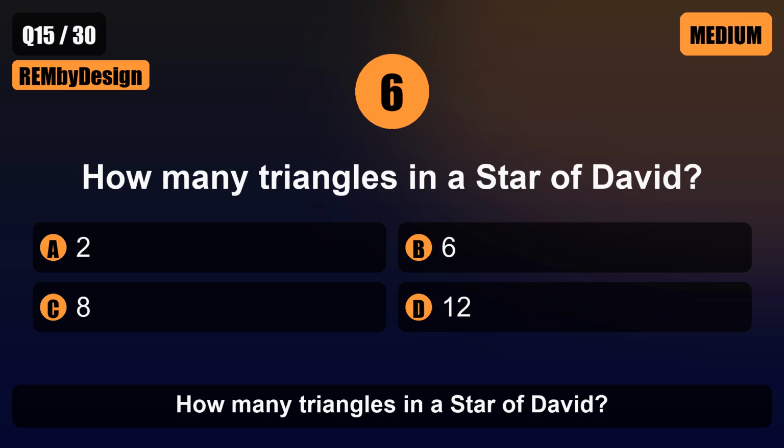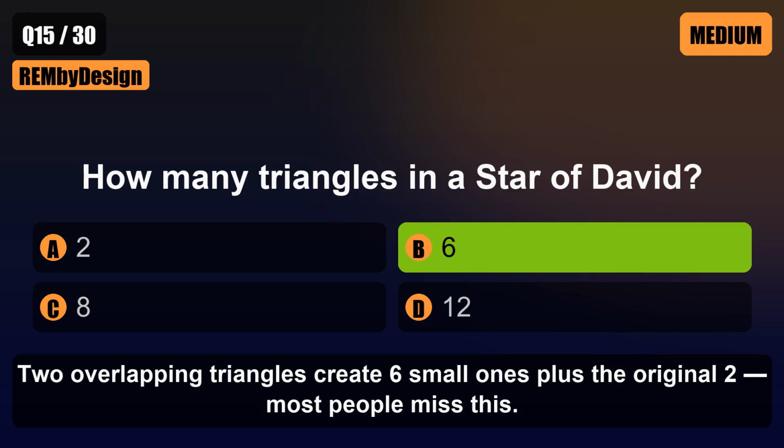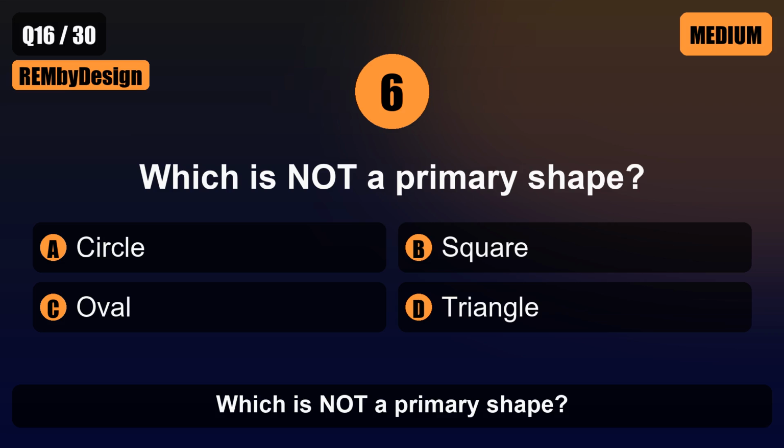How many triangles in a Star of David? A. 2, or B. 6, or C. 8, or D. 12. The answer is B. 6. 2 overlapping triangles create 6 small ones plus the original 2. Most people miss this.